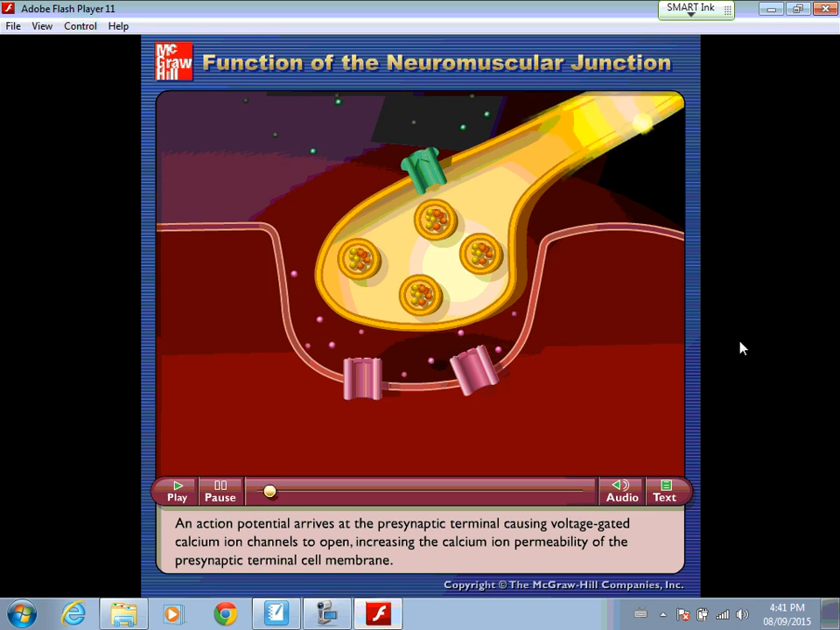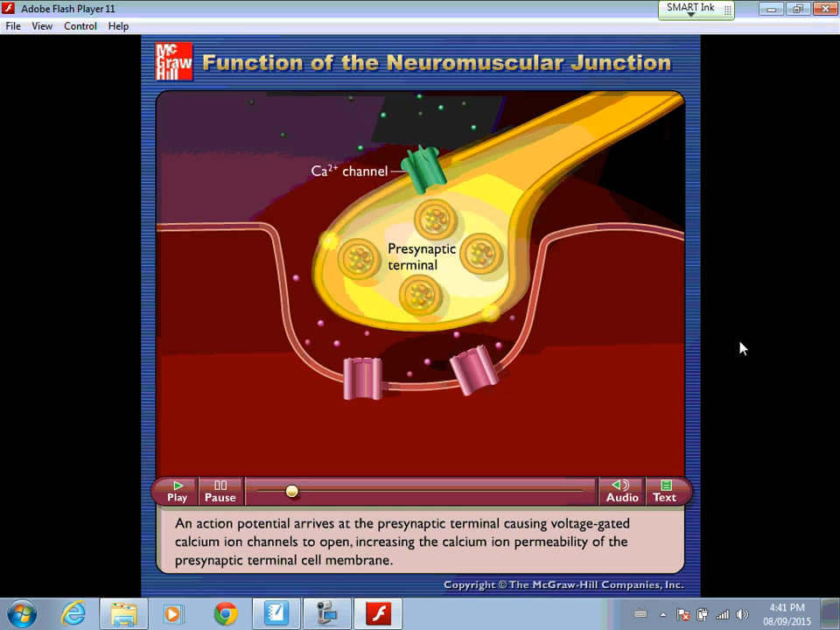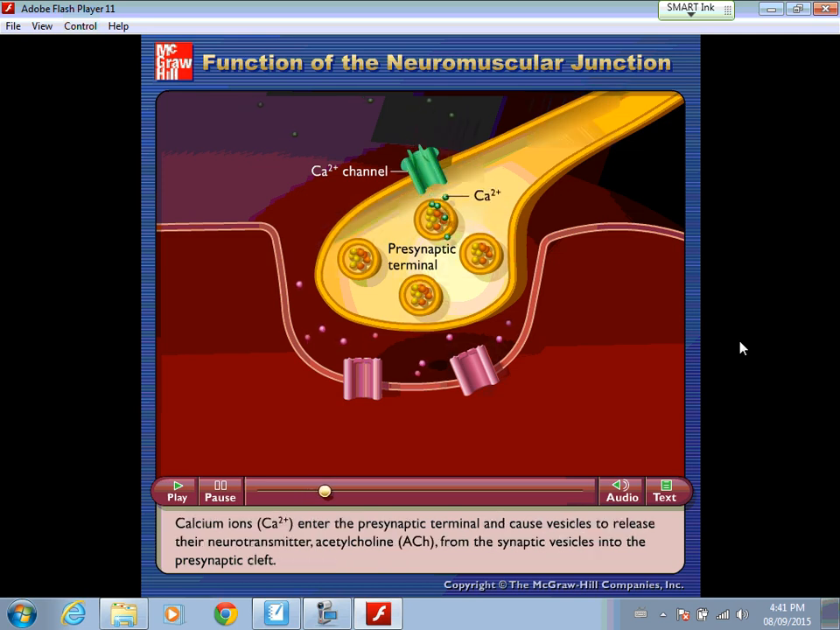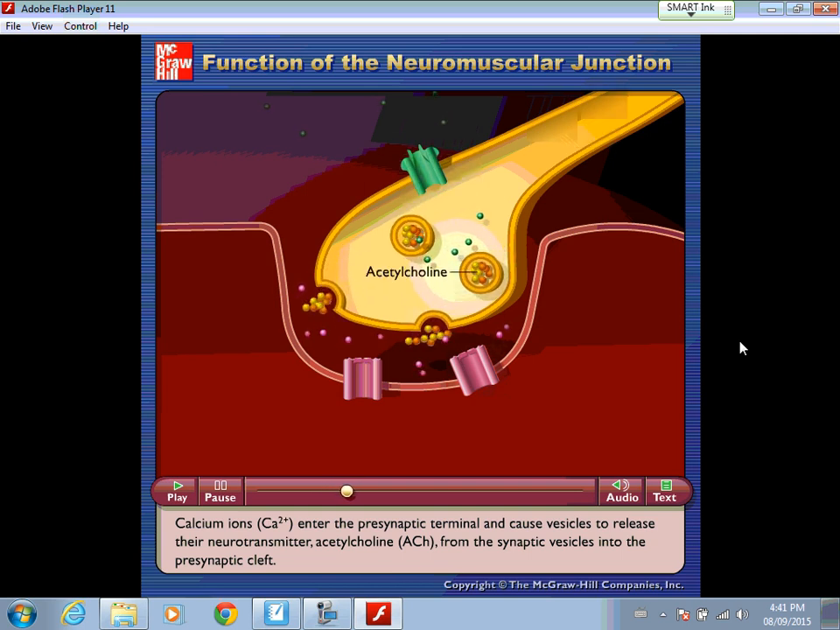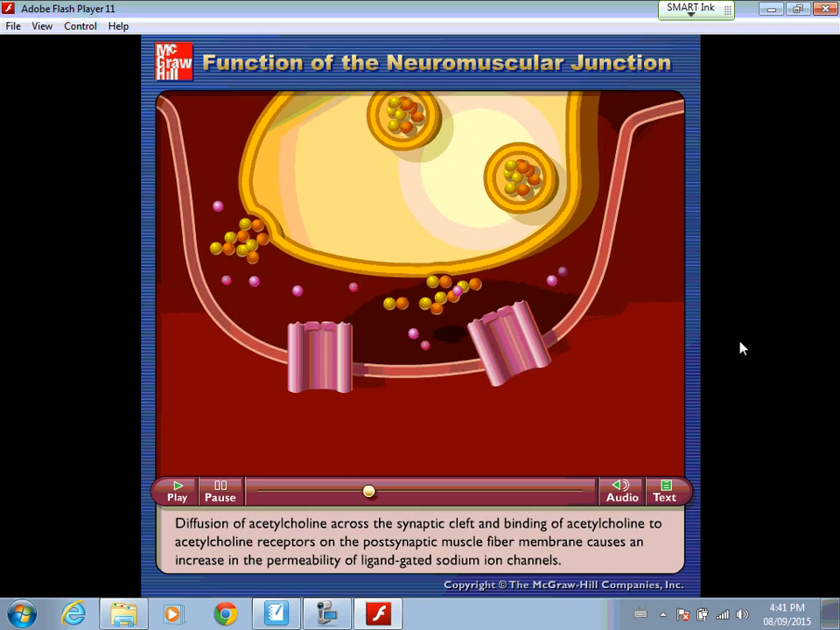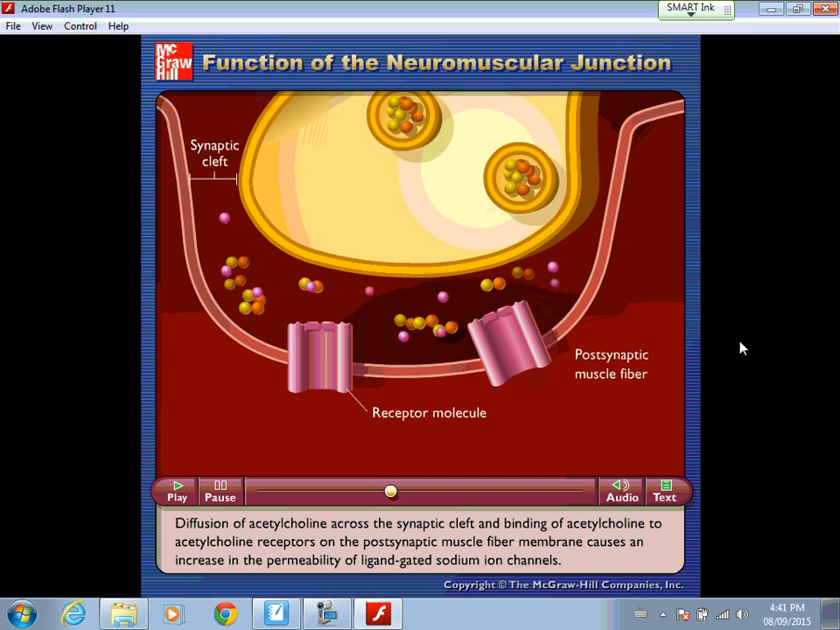An action potential arrives at the presynaptic terminal, causing voltage-gated calcium ion channels to open, increasing the calcium ion permeability of the presynaptic terminal cell membrane. Calcium ions enter the presynaptic terminal and cause vesicles to release their neurotransmitter acetylcholine from the synaptic vesicles into the synaptic cleft. Diffusion of acetylcholine across the synaptic cleft and binding of acetylcholine to acetylcholine receptors on the postsynaptic muscle fiber membrane causes an increase in the permeability of ligand-gated sodium ion channels.